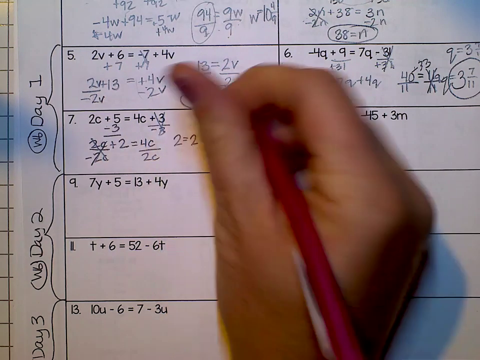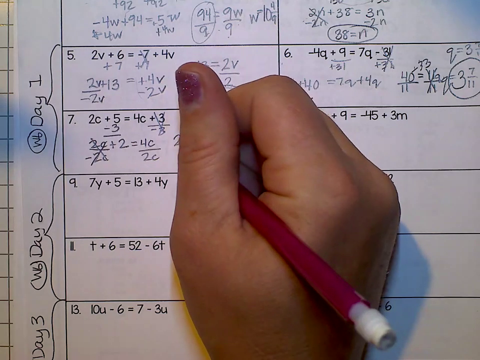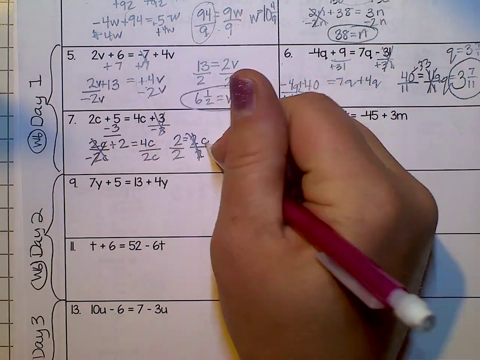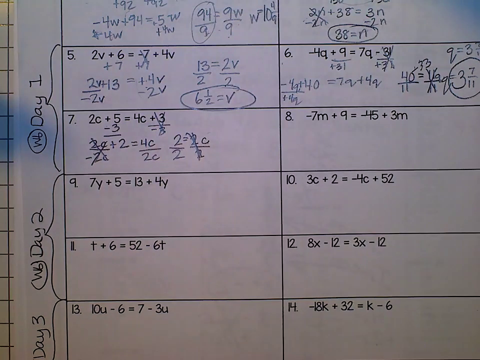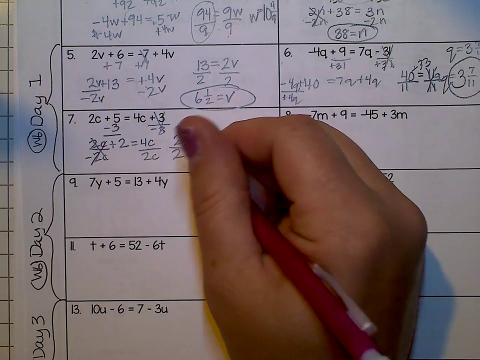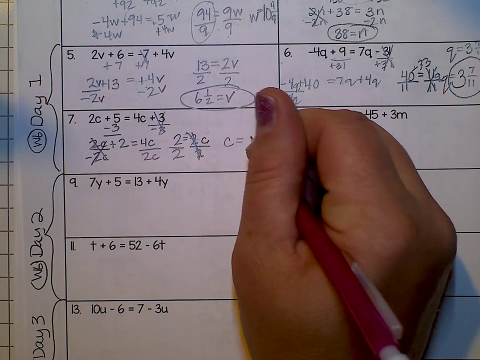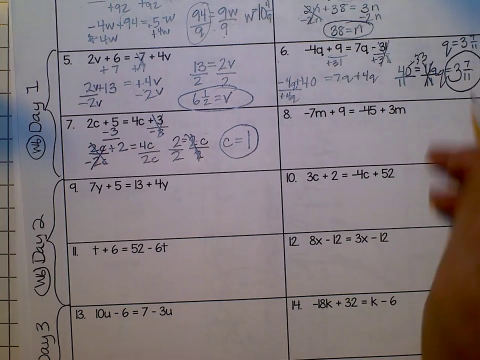And we divide by 2 to isolate the variable, to get it alone, because the reciprocal of multiplying is dividing. So now 2 goes into 2 1 time, so c equals 1. Okay.